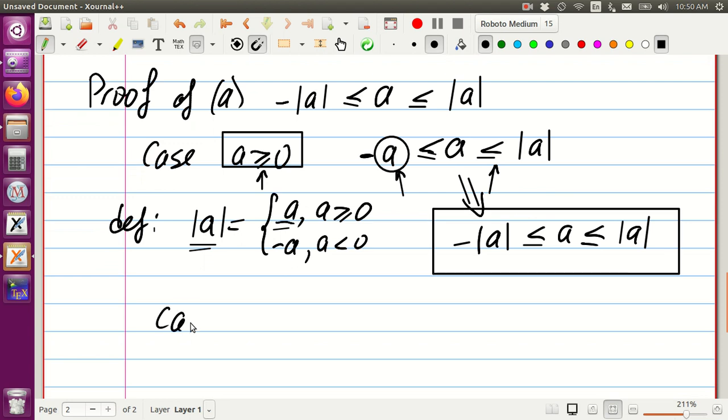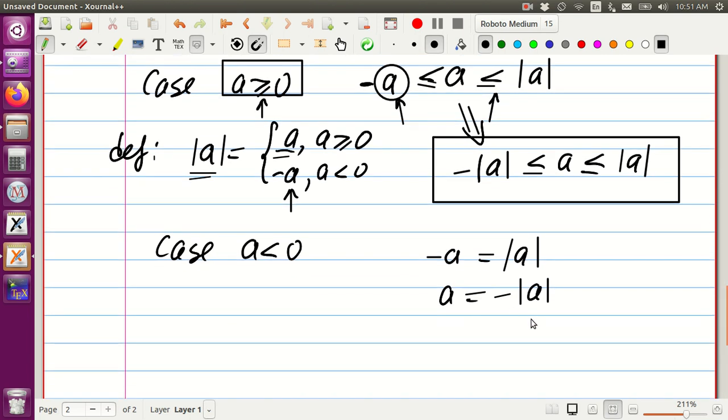Now we have to prove the case when a is strictly less than 0. So let's start with a, which is a negative number. So if you have like -7 and you put a minus in front of it, you're going to get +7. So that means the following. If we have a negative, negative a is equal to the absolute value of a. So a is equal to minus absolute value of a.